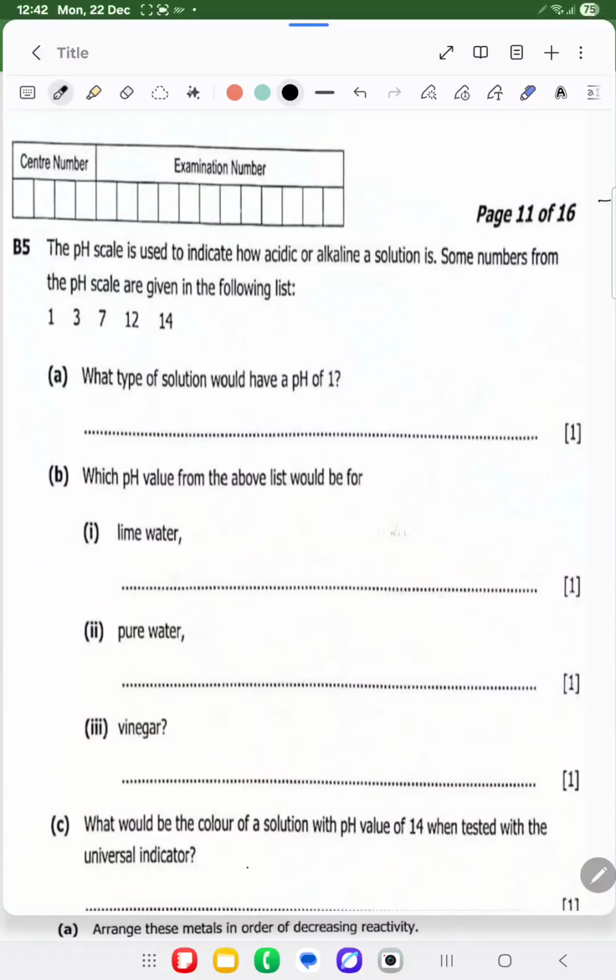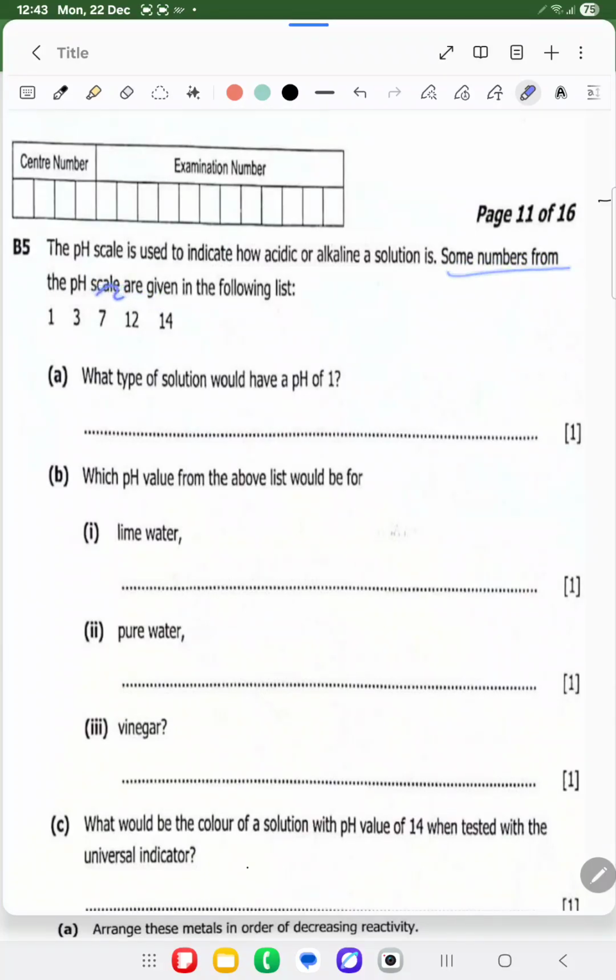In this video, we are going to look at a grade 12 past paper which was written in the 2023 final internal examination. So we are answering question 5b, and this is the chemistry section. The pH scale is used to indicate how acidic or alkaline a solution is.